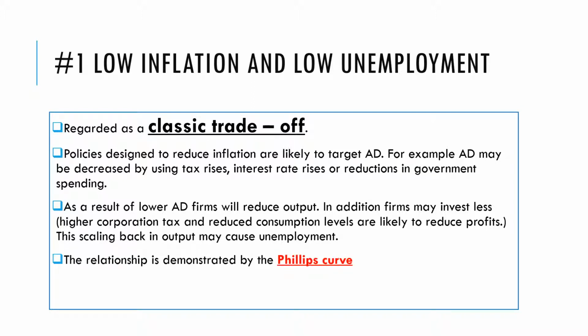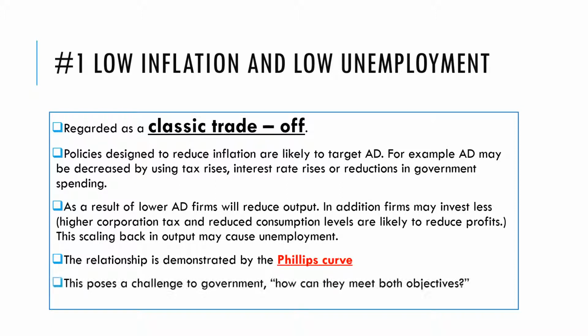And this relationship is demonstrated by a graph called the Phillips curve, which was first characterized by an economist, Phillips, in the 1950s. And his findings pose a bit of a challenge to government. And the challenge is how can they meet both these objectives at the same time?